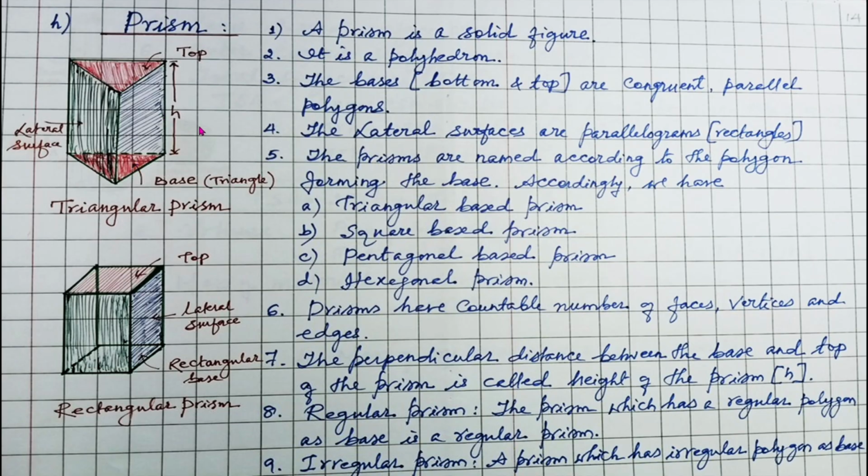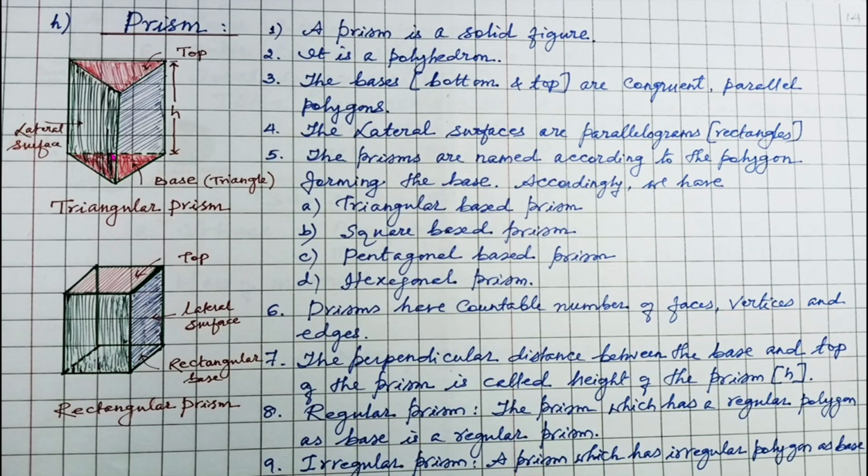The lateral surfaces are parallelograms or rectangles. The prisms are named according to the polygon forming the base. Accordingly, we have a triangular base prism if the base is a triangle, a square base prism if the base is a square, a pentagonal base prism if it is a pentagon, and a hexagonal prism if the base is a hexagon. And the faces, the vertices, and the edges of a prism are countable.